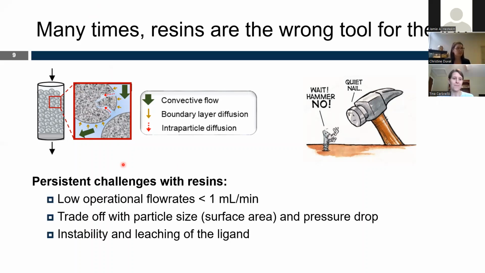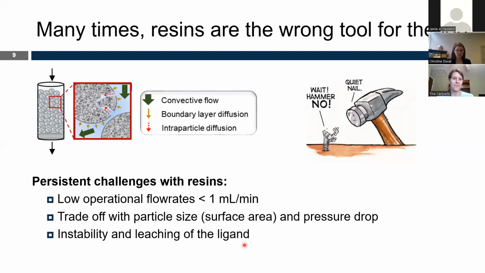So some of the persistent challenges that we see in radiochemistry specifically: almost every study reports operational flow rates of less than 1 milliliter per minute. We know that we have this trade-off between particle size and surface area, particle size and pressure drop, right? Smaller particles can increase your surface area, but then it's going to be harder to flow your fluid through the packed column. And finally, if you're physisorbing a ligand into your resin, over time, it's been documented that you have some leaching of that ligand from your resin.